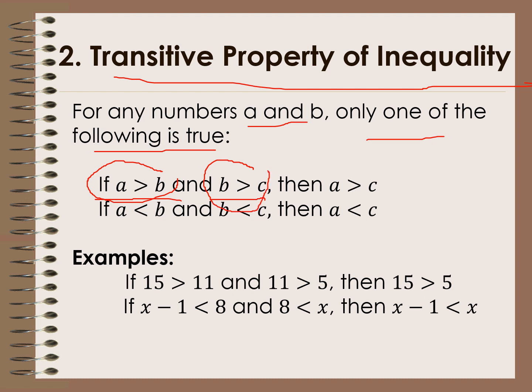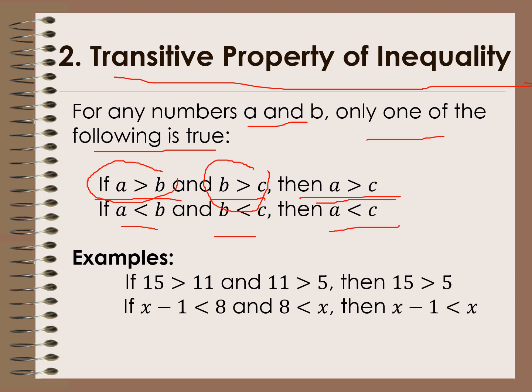So what would be the conclusion of that? It would be that A is greater than C. Okay? So if A is greater than B and B is greater than C, therefore A is greater than C. In like manner, if A is less than B and B is less than C, then A is less than C.